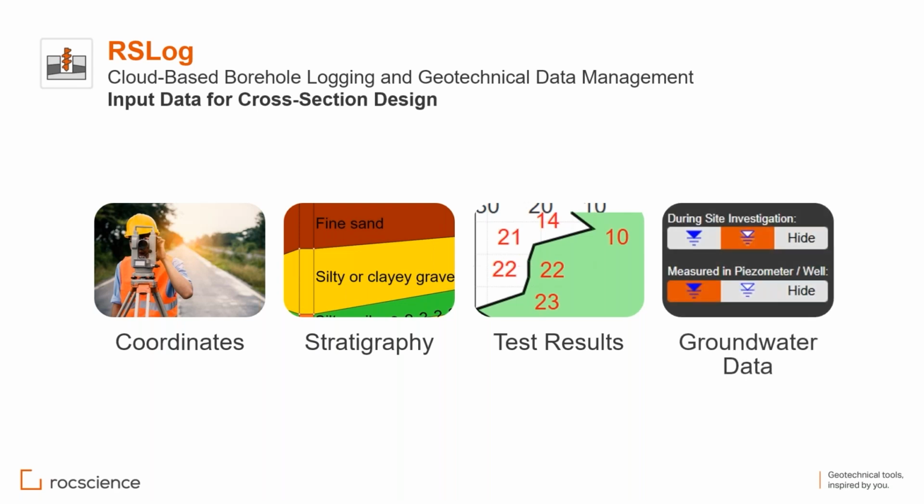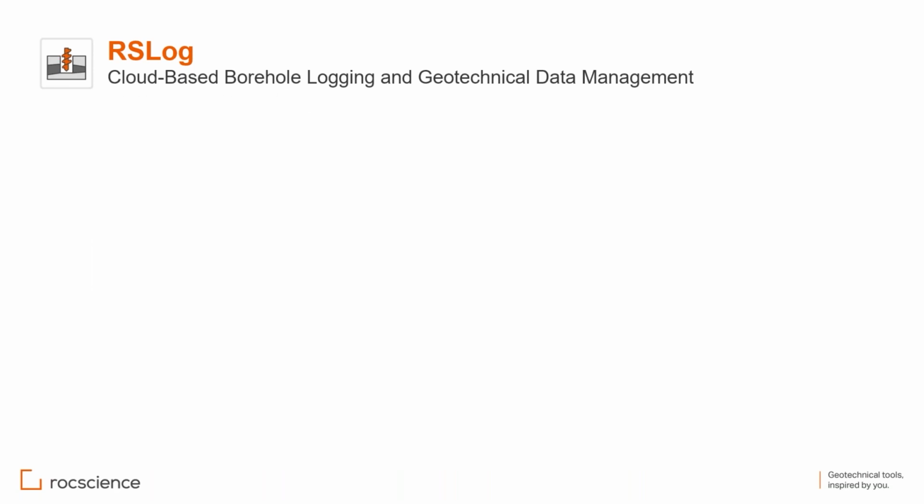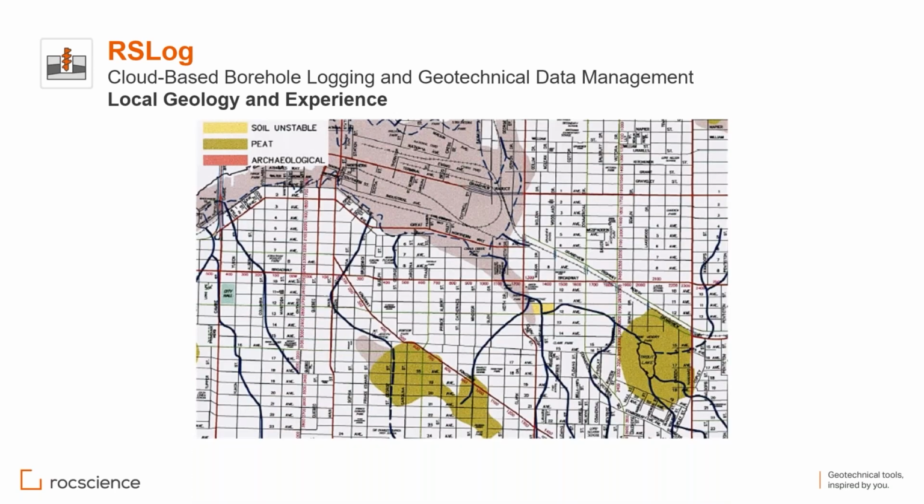And then groundwater data. In RSLog, we have two different groundwater data. One is water level observed during drilling, and the other one is water level measured in the piezometer. Right. So for both of them, you can choose which one you want to show on the cross section, and then you have full control on presentation of all this data in your cross section design. Another thing to keep in mind is local geology, and this is where your local experience and engineering judgment comes in.